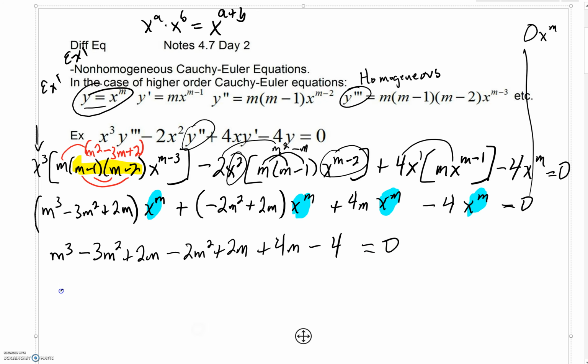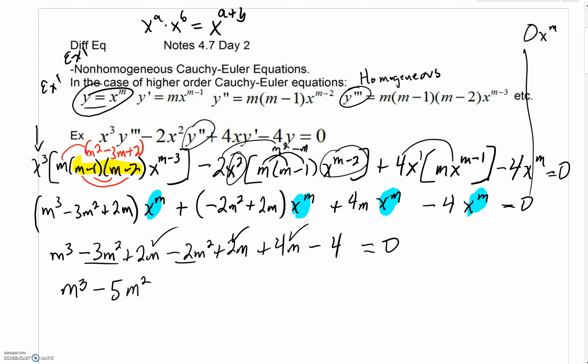And let's do some combining of like terms. Well, we've got a few m squared terms. This becomes a minus 5m squared. We have a 2m, 2m, and a 4m. That's going to add up to an 8m. And then we'll have a minus 4. And this is what makes things a little bit different.